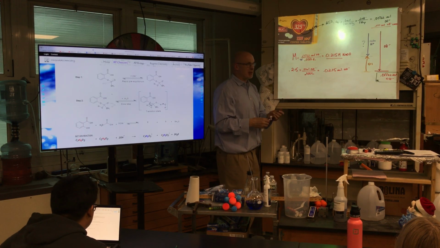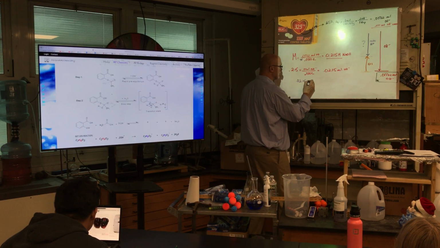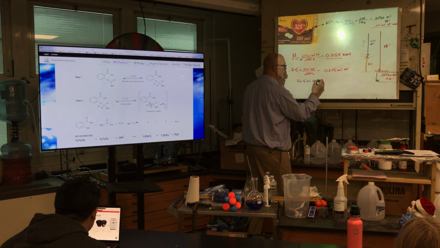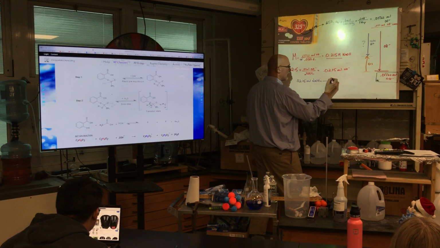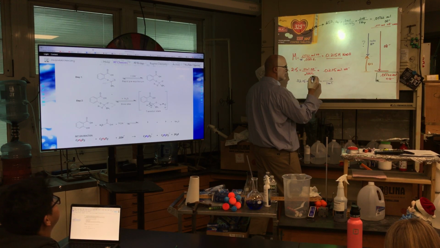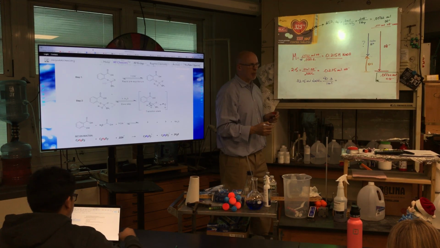Now, what did we do yesterday? We took this 0.0215 moles of NaOH, and we're going to put a mole here, and we have what? Grams. It's 40 grams per mole, and you guys got 0. What?